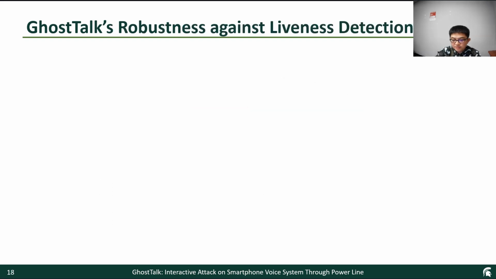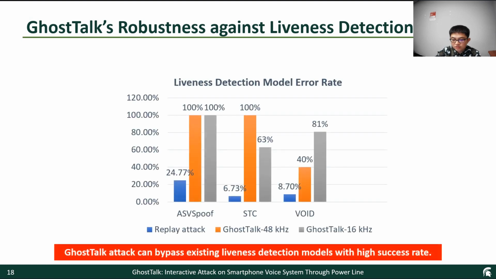We also test GhostTalk robustness against liveness detection models. When dealing with replay attack samples, these models all maintain a low error rate. However, for the GhostTalk attack, they fail to detect injected signals, since the audio is not played with a loudspeaker. Moreover, we can adjust the GhostTalk injection frequency to better spoof these models.